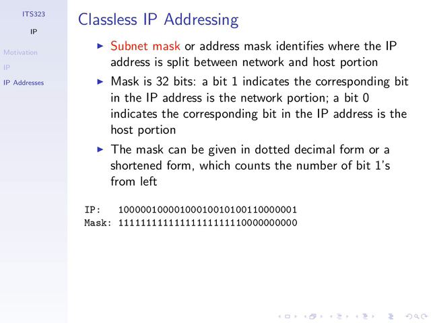Our IP address is not a letter and a number, it's 32 bits, so we'll look at how we structure the split between the network and the host portion, using some examples. Let's focus on host A1. I'll give it an IP address and then we'll use that as an example to explain some of these concepts. So I'll give it a 32-bit IP address.